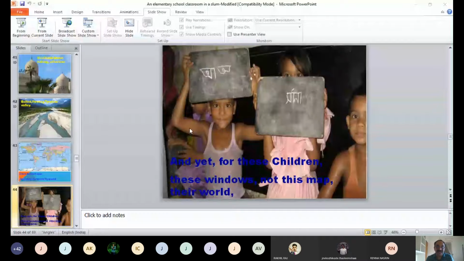Now the poet says that the children in the slum school, they are not entitled for the luxury and well-being which is enjoyed by the people in the city. Therefore the poet is telling that this window means the slum area. The slum area is the real world of the slum school. So that is why slum is a small one, and that is why it has been described as window. This map is not their world. That means the picture of the world that is given on the world map is not their world, and their world is actually the window, that is the slum area.